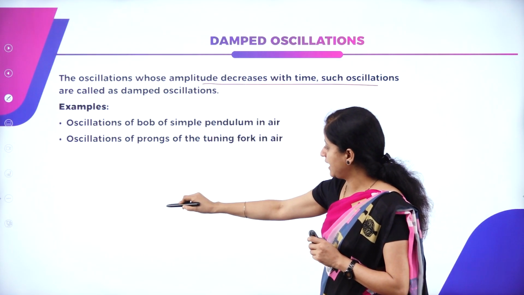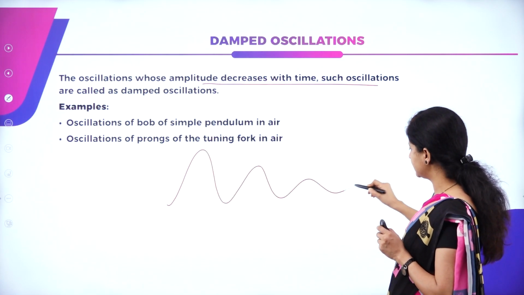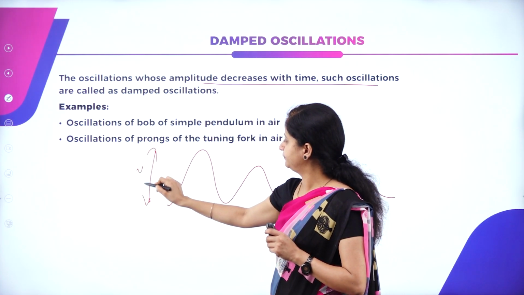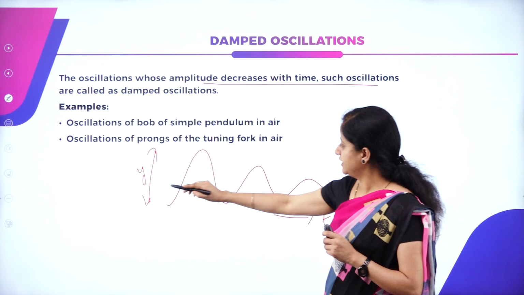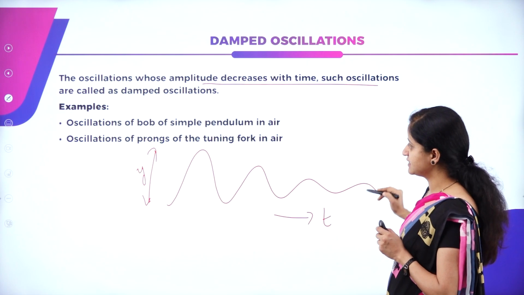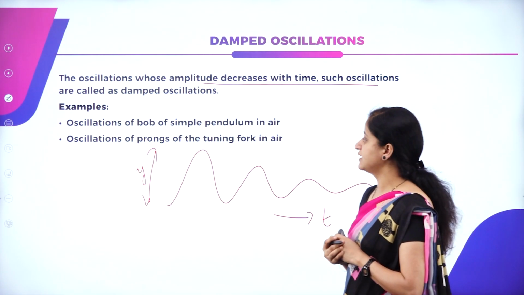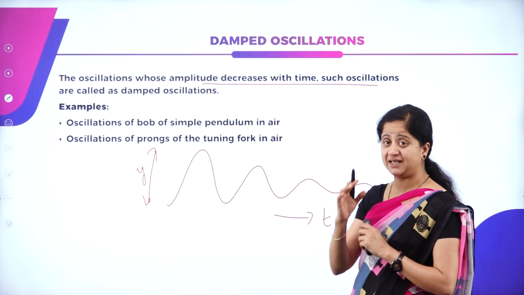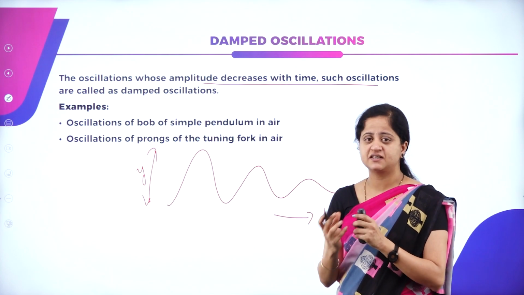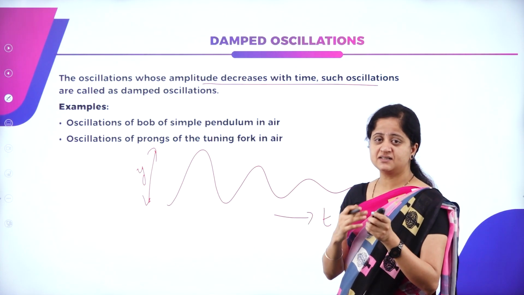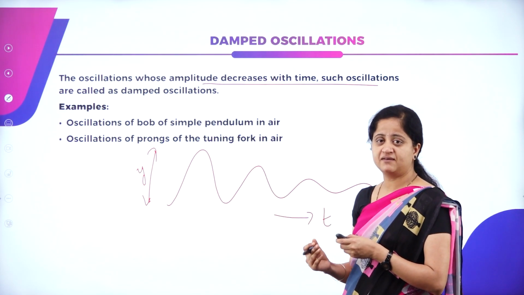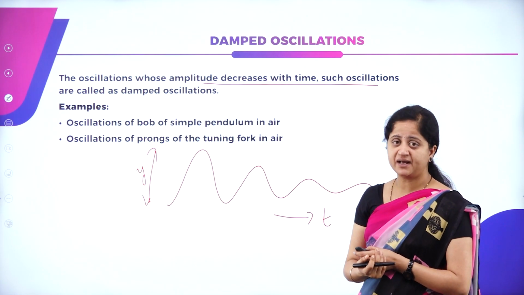decreases with time. So the oscillation whose amplitude decreases with time is called damped oscillation. Here maximum displacement is nothing but amplitude. So when the amplitude decreases with time, we'll say it is damped oscillation. For example, oscillation of bob of simple pendulum in air, and also oscillation of prongs of tuning fork in air, because due to air resistance, these will come to rest gradually as time goes on. So the amplitude will decrease. So this is the best example to understand damped oscillation.